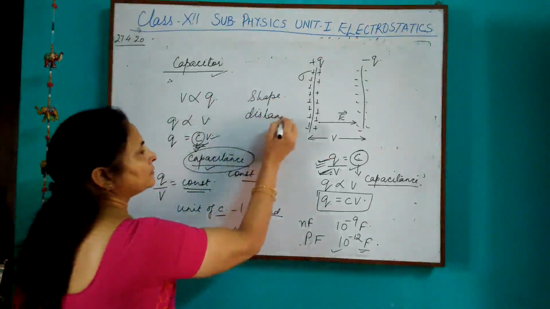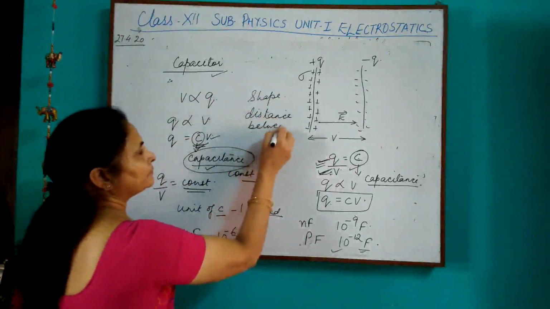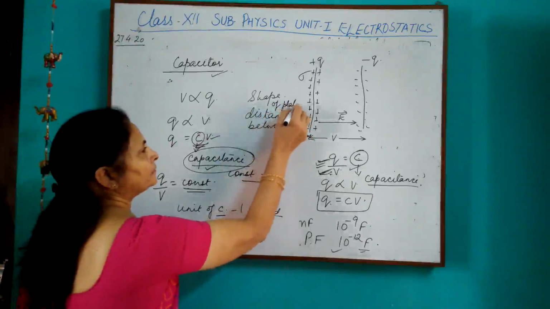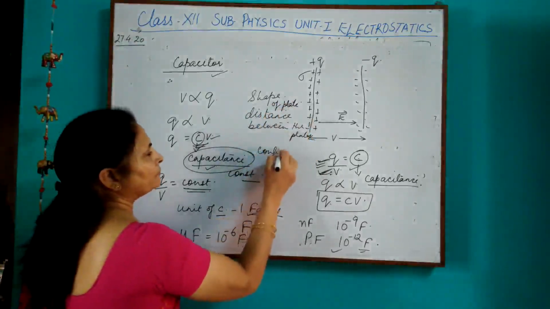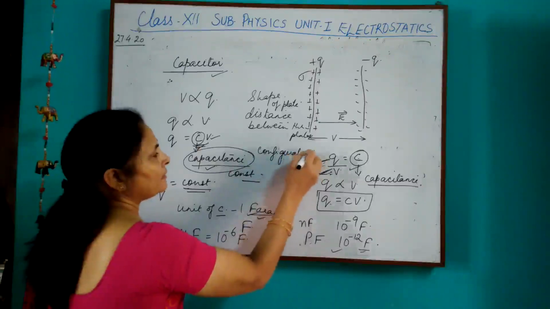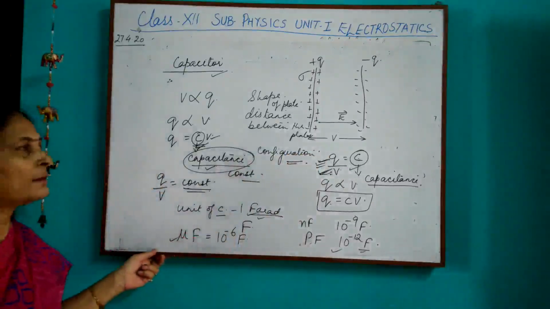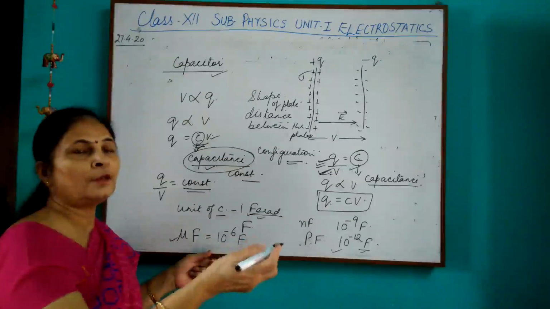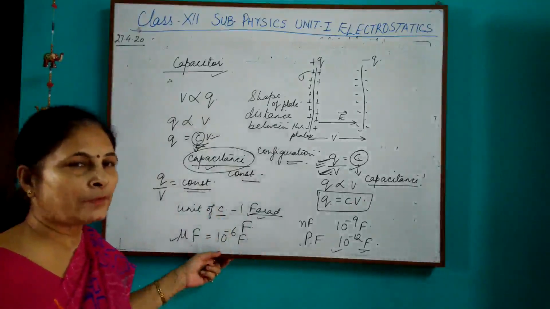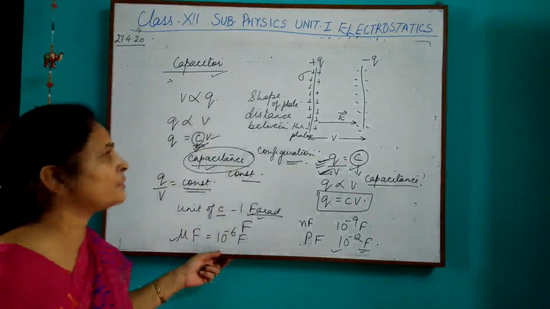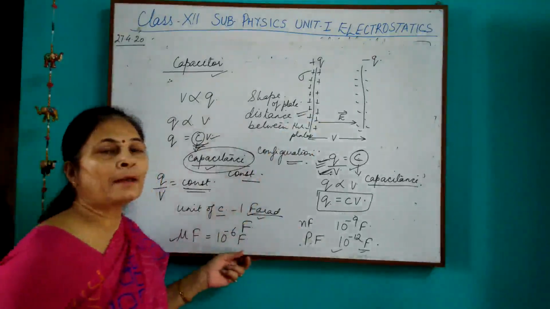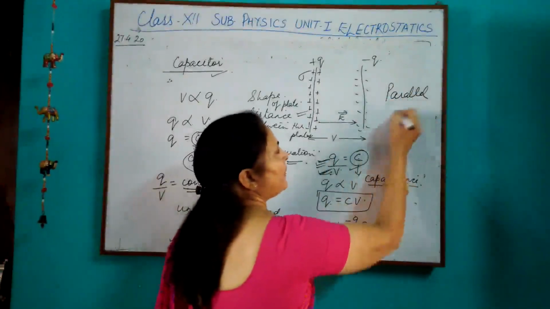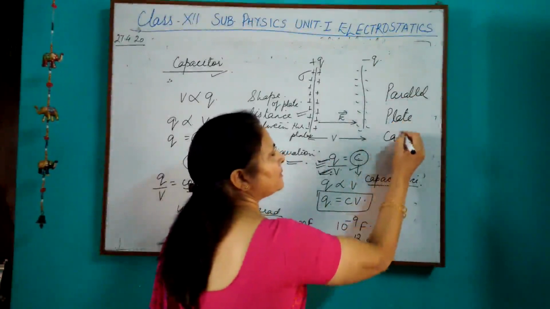distance between the plates, shape of plates, and configuration. That is how much is the length, how much is the breadth of the plates. We have already talked about the spherical and the cylindrical one, but those are not to be studied. You must only know that there are other 2 types of capacitors also which can be used. We will be dealing only with the parallel plate capacitor.